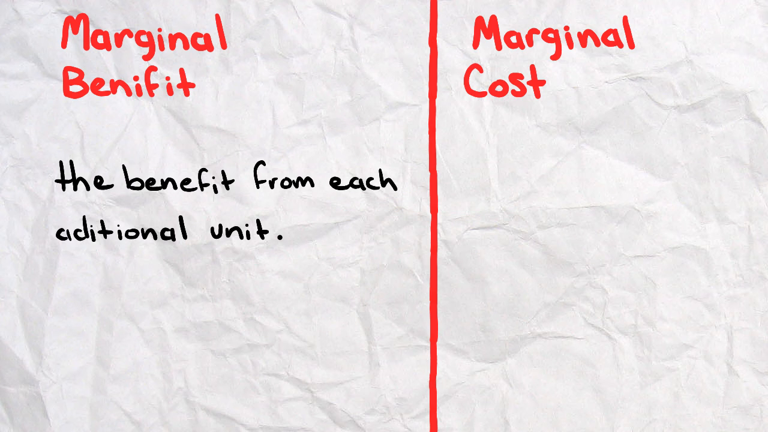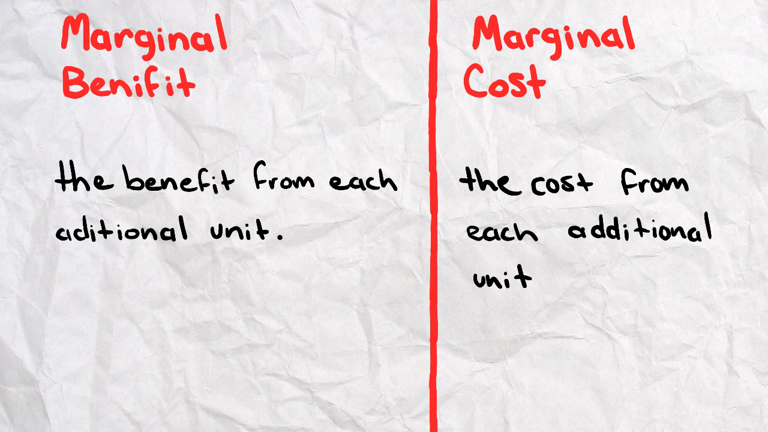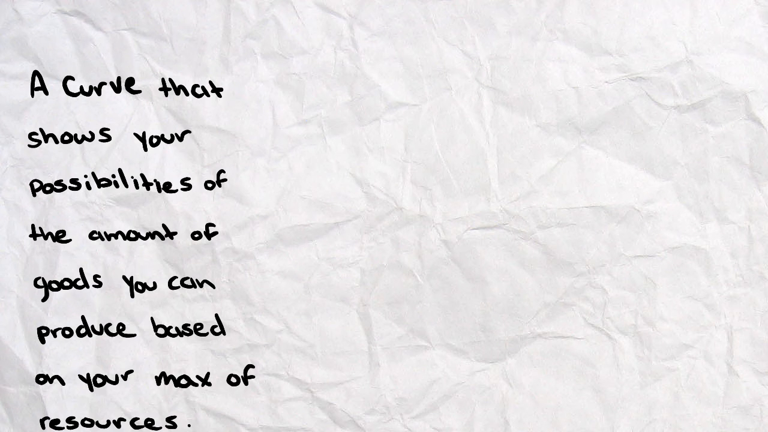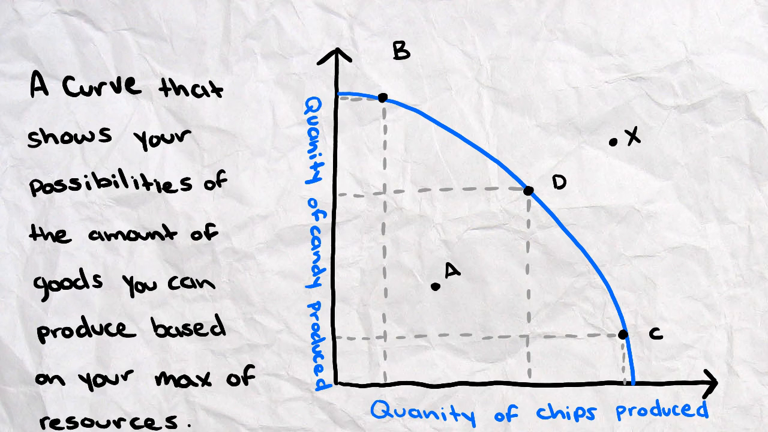Marginal benefit is the benefit from each additional increment or unit, while marginal cost is the cost from each additional increment or unit. Now we will talk about the production possibilities curve. Essentially what it is, is a curve that shows the possible amount of goods you can produce based on the resources you already have. This point shows the maximum amount of candy you can produce.